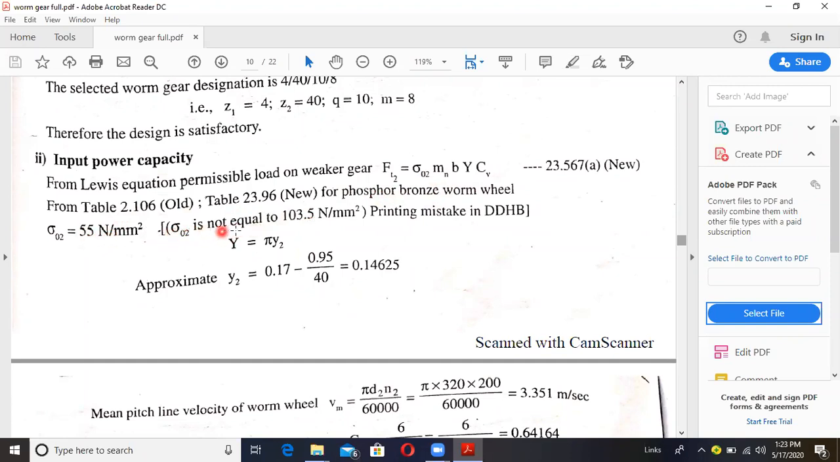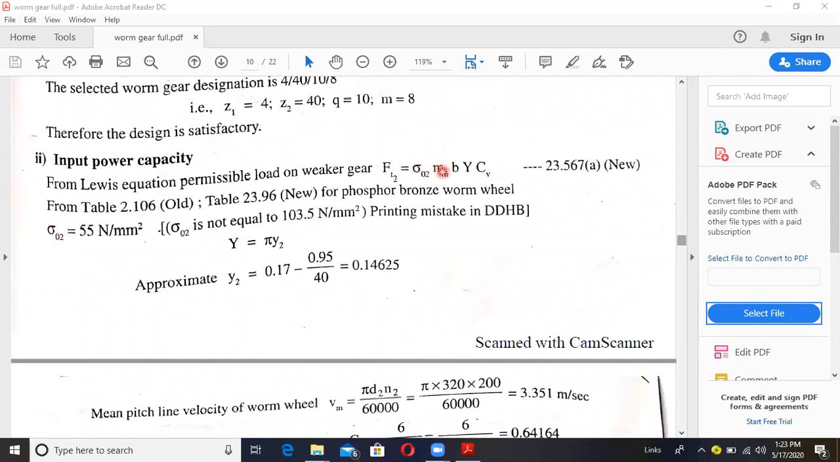So sigma naught 2 is not equal to 103. In data handbook it is 103.5, so that is a printing mistake. Therefore, we are going to take sigma naught 2 is equal to 55 Newton per mm square. From the table 23.96, based on the worm wheel material which they will give, for that material we are going to take the value of sigma naught 2. Sigma naught 2 is over.